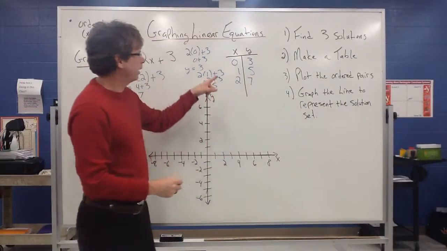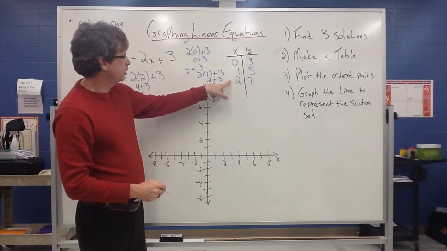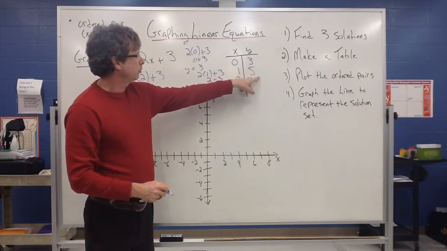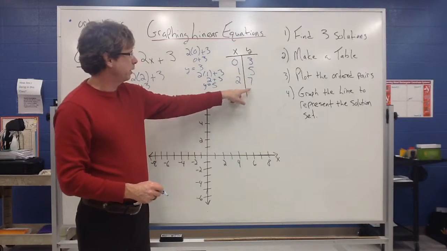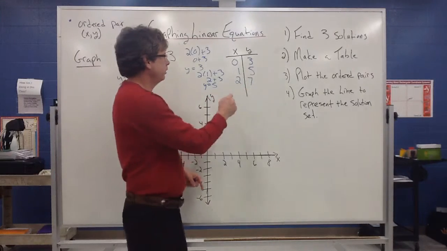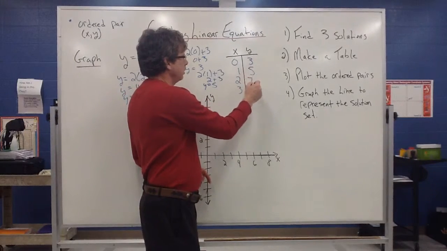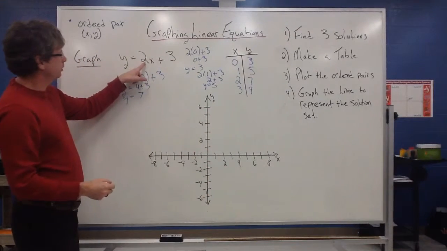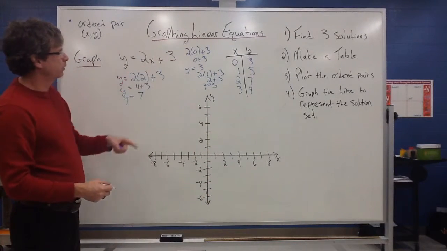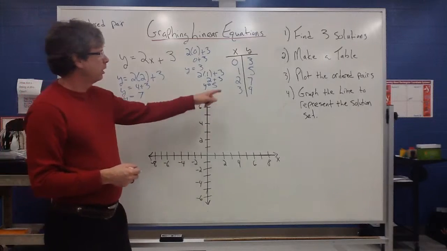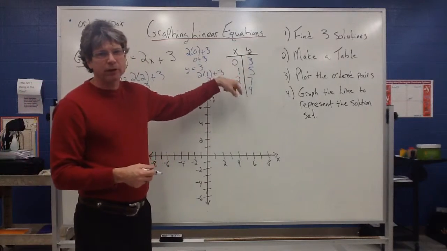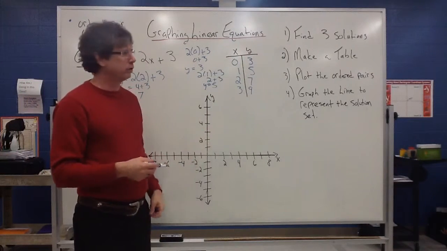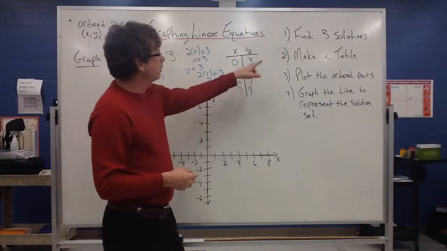You probably start to see some patterns here as well. Notice how the x's are changing by 1s and your y's are changing by 2s. You can probably pick another solution here. You can probably see that 3, 9 would also be a solution. If I put that in there, you can see that 2 times 3 is 6, 6 plus 3 is 9. That indeed would be a solution. So after a while, you can start picking up patterns in your table to identify more solutions. So we found 3 solutions.